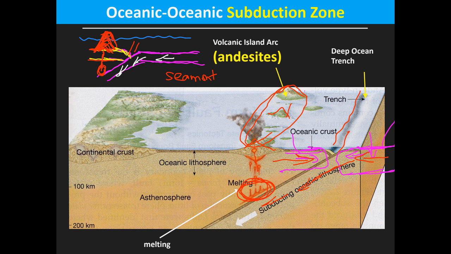And again, in this case here, we have a volcanic island arc. Volcanic because these are made of volcanoes. Island because they are surrounded by water, of course. And arc because they are a little curved, like this.